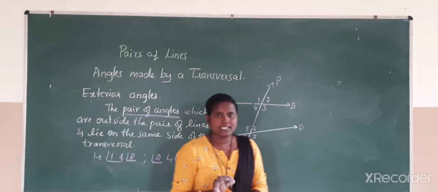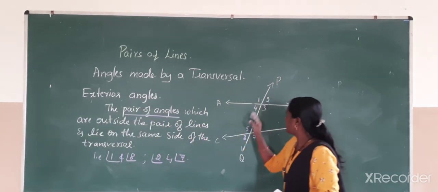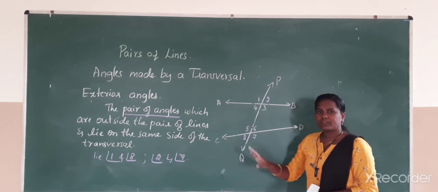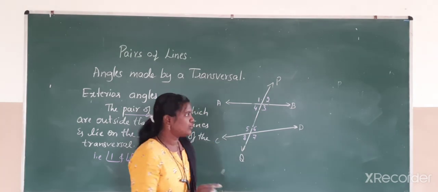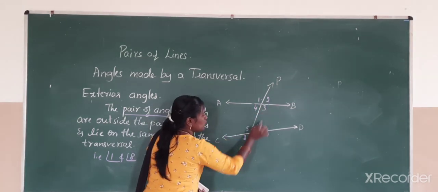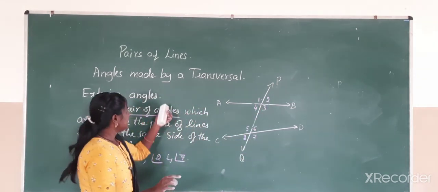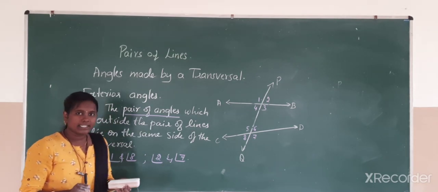In your textbook, it is given that these are the lines which lie outside the pair of lines. That is also correct, but we are going to write them as a pair. Therefore, 1 and 8, 2 and 7 are called as the exterior angles. Getting? Okay.